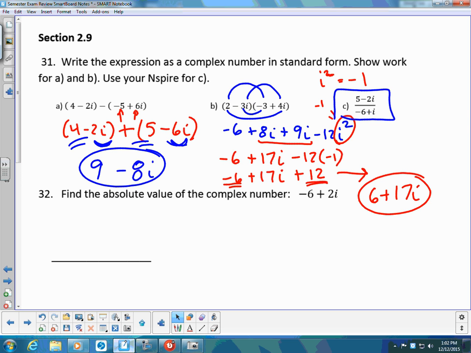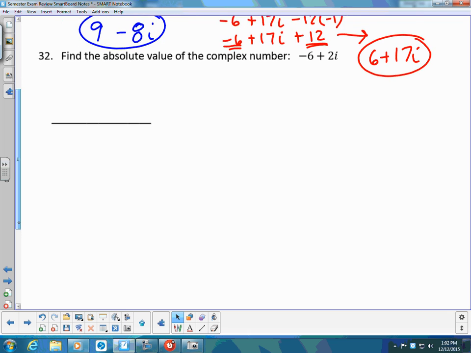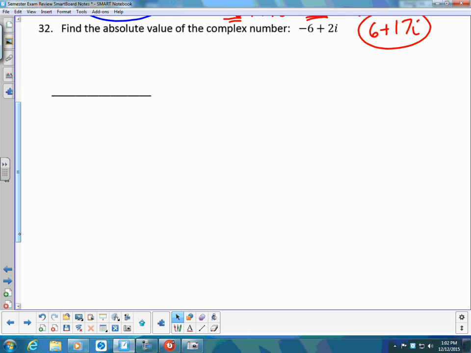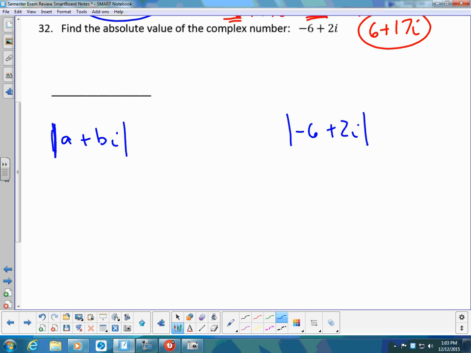All right, let's go on to number 32. It says find the absolute value of the complex number, negative 6 plus 2i. Well, the formula for absolute value of a complex number, hang on, let's get this formula. Formula of absolute value of a plus bi is equal to the square root of a squared plus b squared. This is always a plus.